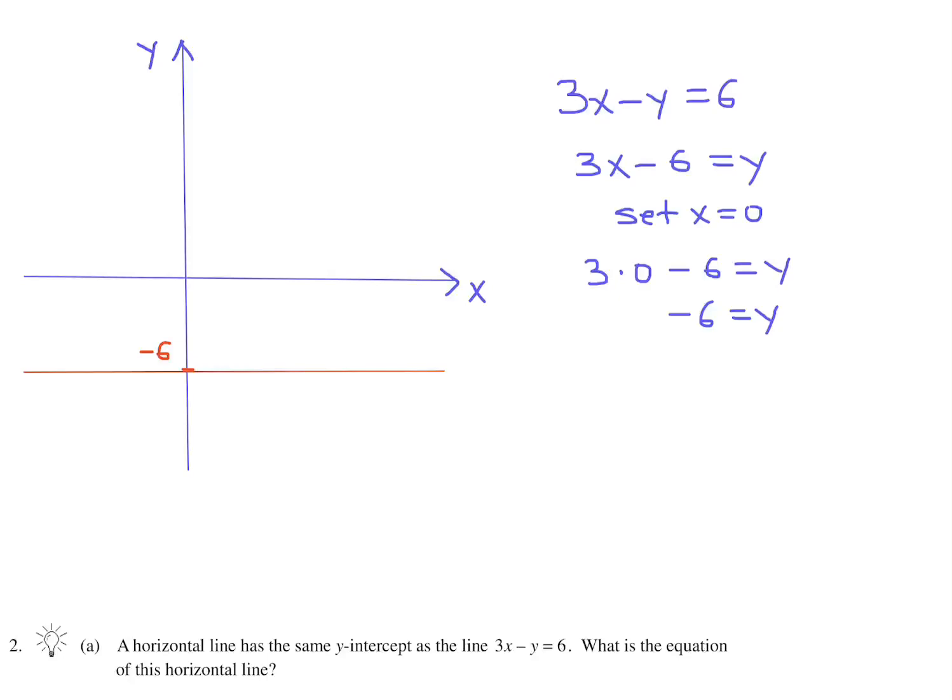And that's pretty much it. I believe this line goes on forever in each x direction, and its equation is y is equal to minus 6. And that's pretty much all there is to this question. They just want the equation of that horizontal line.